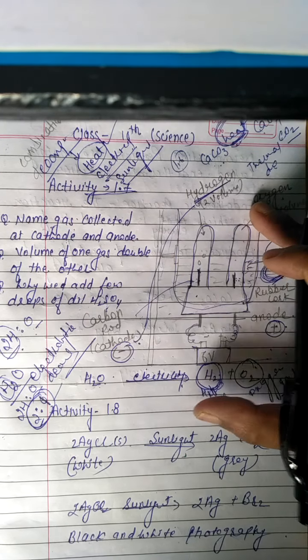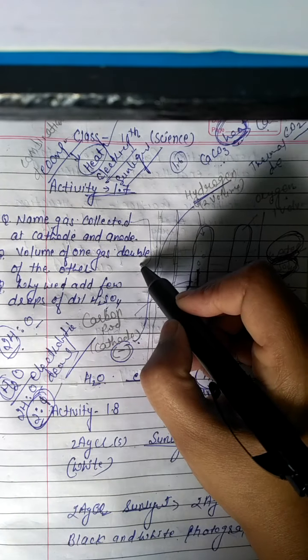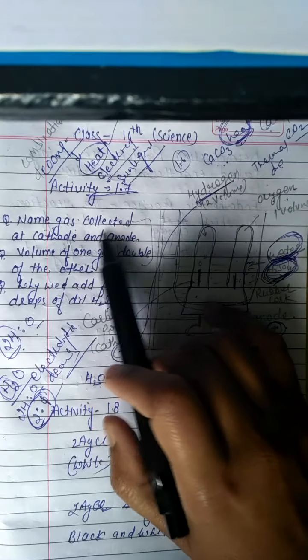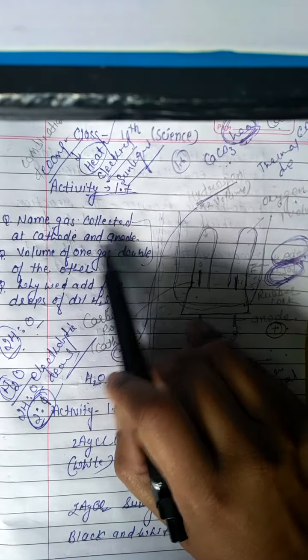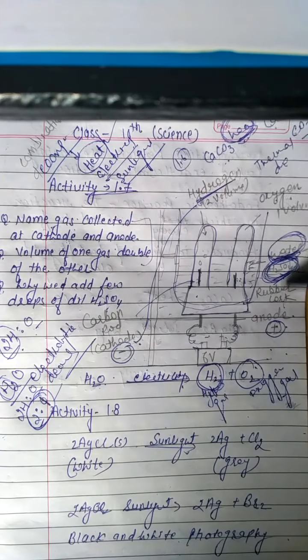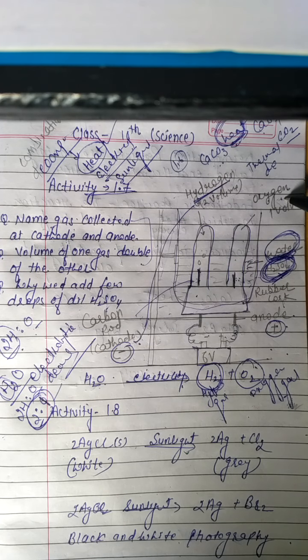This is the most important question. These two questions are most important, for 1 mark each. Which gas is collected at the cathode and which gas is collected at the anode? At the cathode, hydrogen gas is collected, and at the anode, oxygen gas is collected.